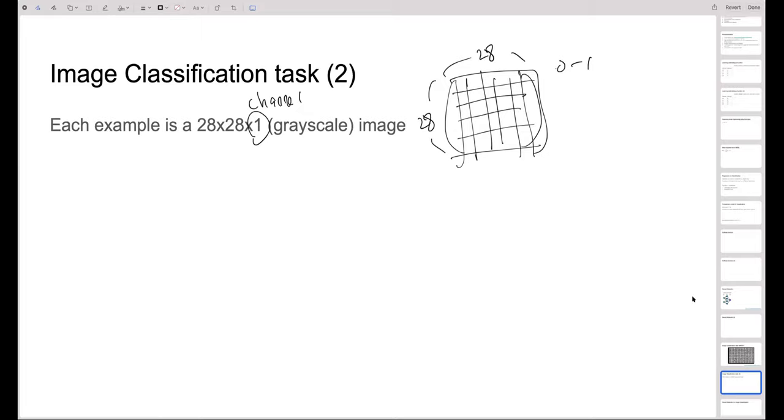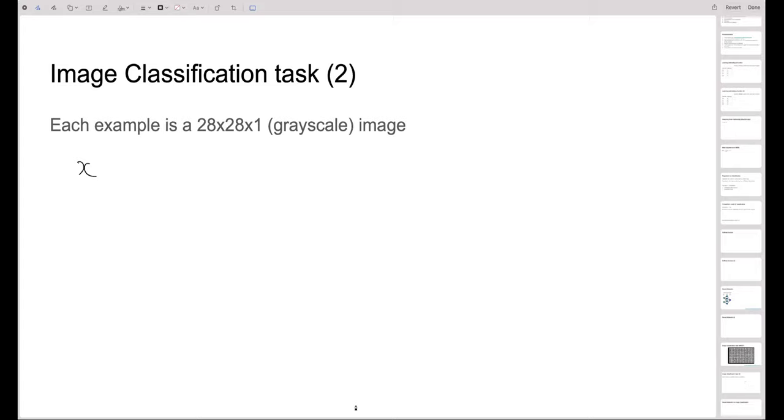So if a MNIST image is 28 by 28 by 1, what is 28 times 28? Let me just compute that. So each image is 784 floating point numbers. Sorry about that, my iPad keeps closing the PDF for some reason. So you can think of each image as a vector X in the dimension of 784.